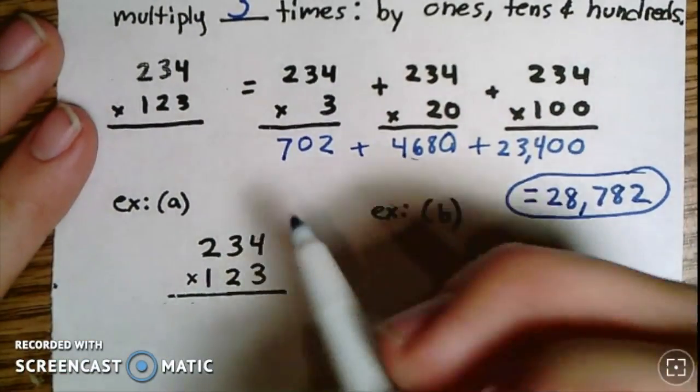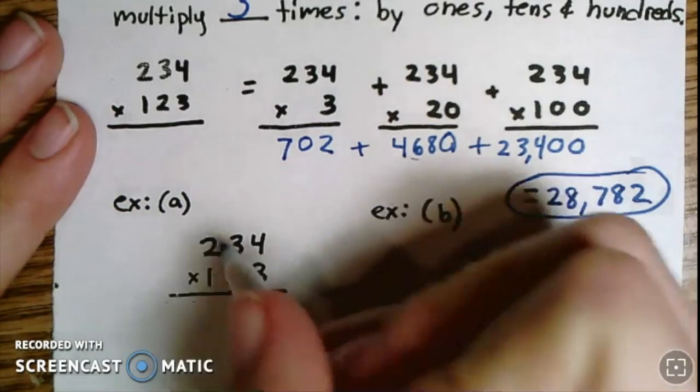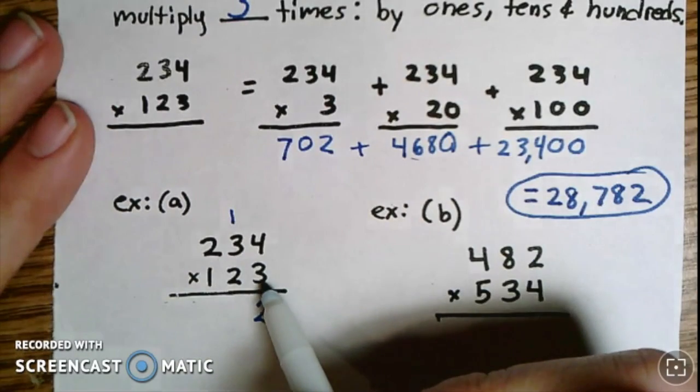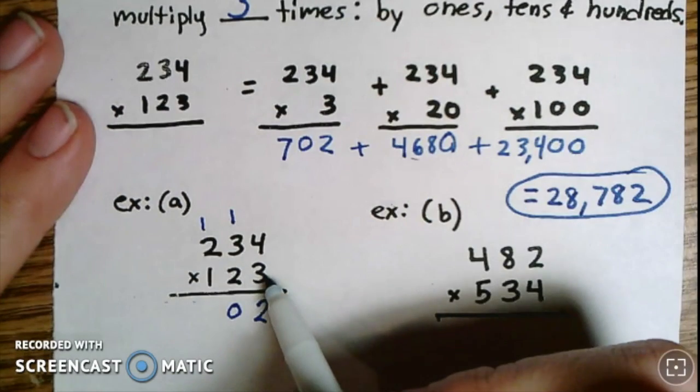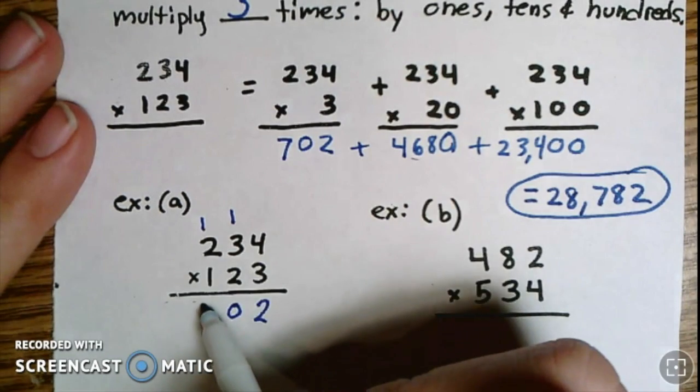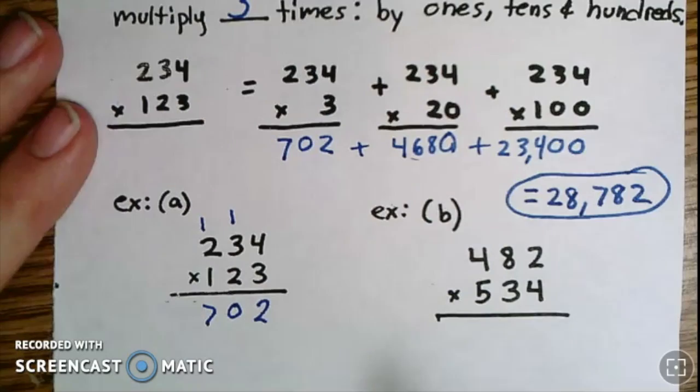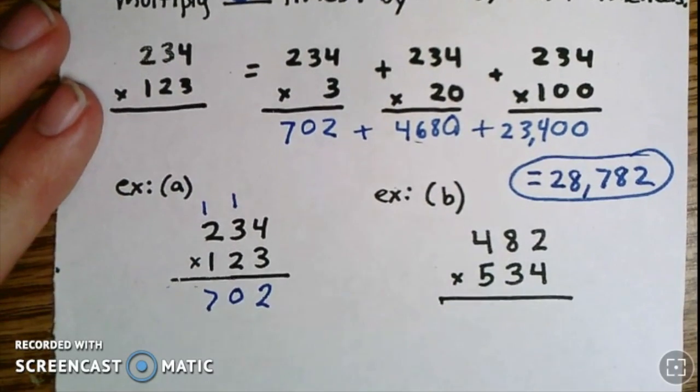So 4 times 3 is 12. 3 times 3 is 9, plus 1 is 10. 2 times 3 is 6, plus 1 is 7. And there's our 702 like we got before.